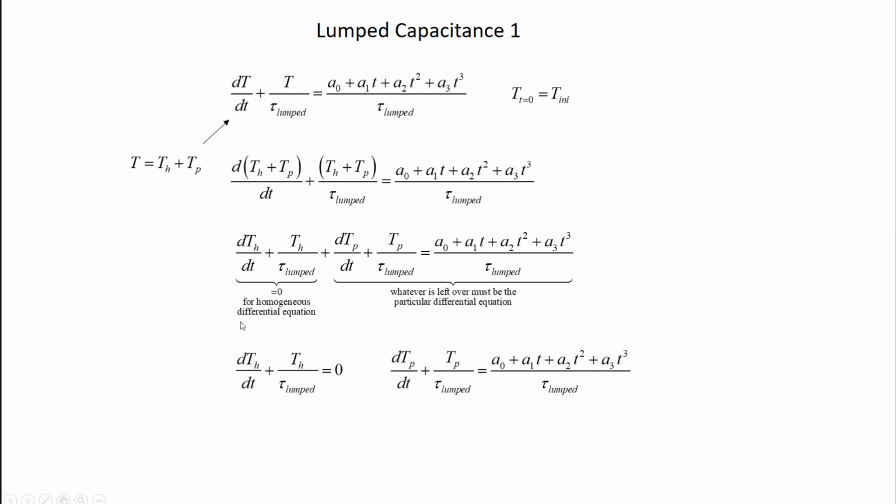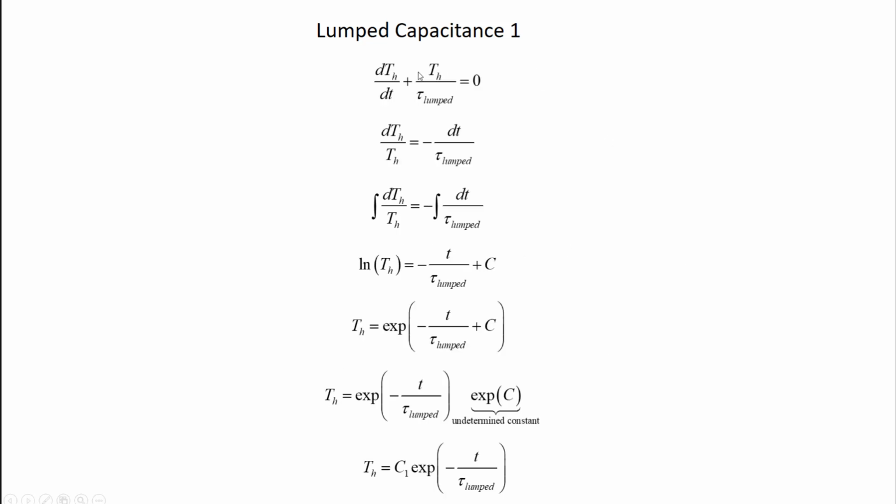This one you could look up. It's exponentials. This is actually separable, so you could go through the steps of separating it, right? You bring all the temperature stuff to one side, all the time stuff to the other side, integrate both sides. This is the log, and then this is minus t over tau plus c. If I want to solve for theta_h, I take the exponential of both sides. So here I have the exponential of this stuff. This is the exponential of minus t over tau times the exponential of c, which is my undetermined constant. So here's my homogeneous solution.